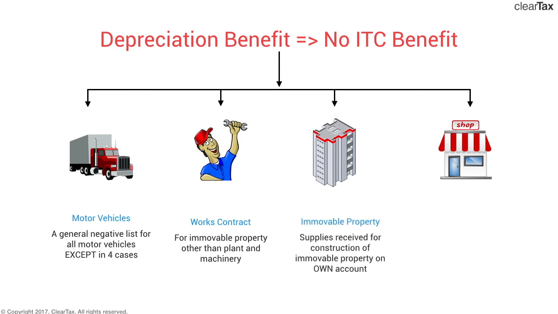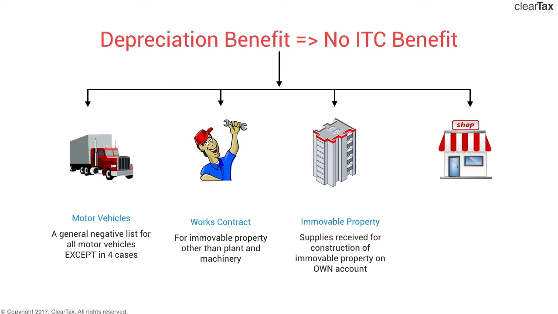The third item on the list is immovable property itself. Now remember, this is immovable property on own account for your own use, not for further sale. If any supplies, whether goods or services, are received for construction of immovable property on own account, then input tax credit is not available. You could say that none of the immovable properties are directly used in producing output.